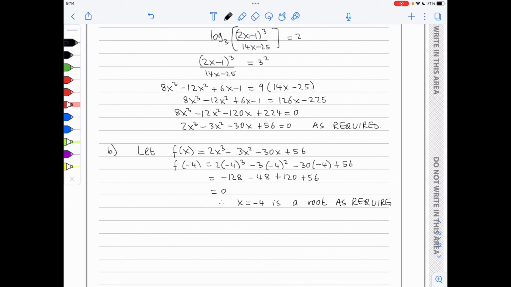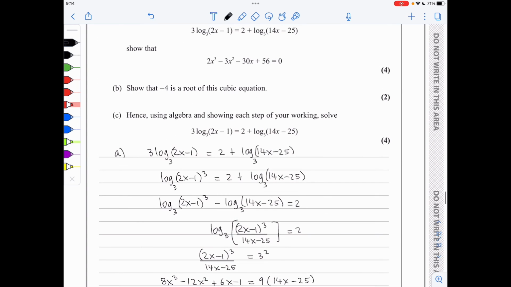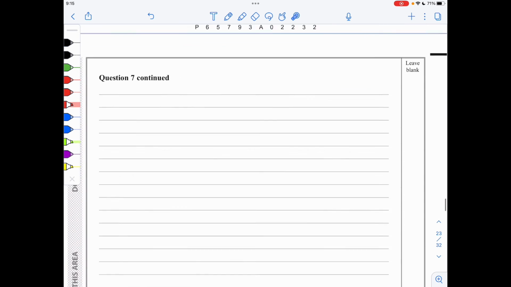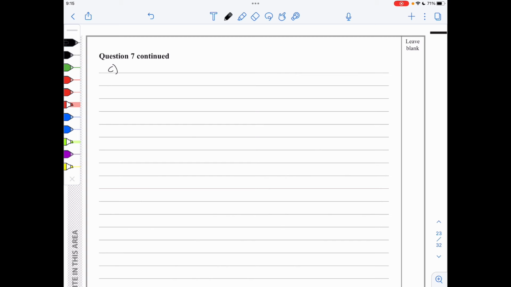So I have shown the substitution and the calculations. Because I got a result of 0, this means that negative 4 is a root of the cubic equation. And then hence, using algebra and showing each step of the working, we need to solve the original logarithmic equation. I will start by saying that if x plus 4 is a root, this means that x plus 4 is a factor of f of x. So this will allow me to start the process of long division to simplify the original cubic.